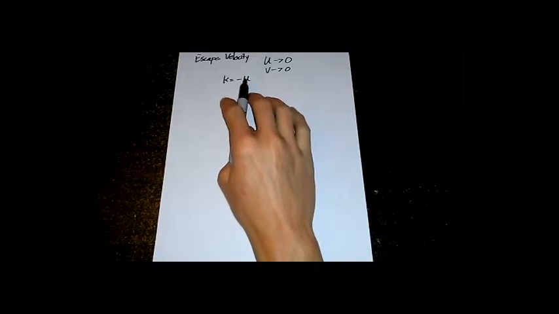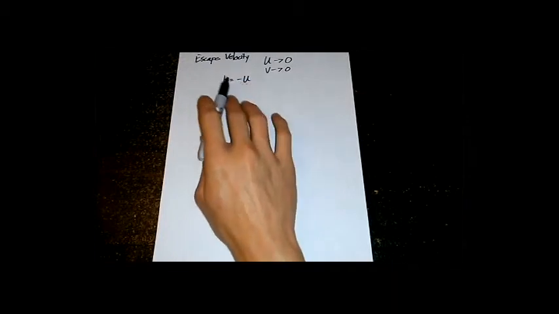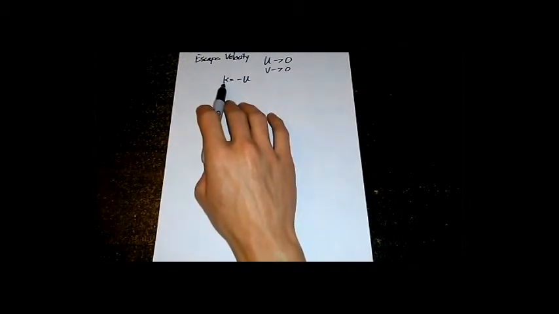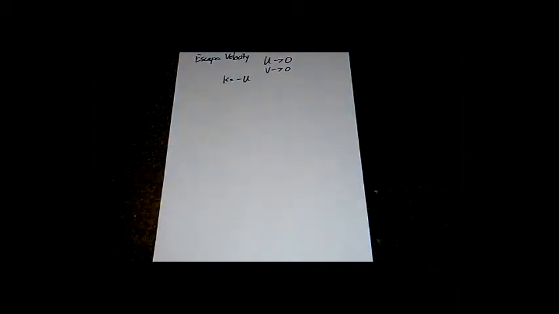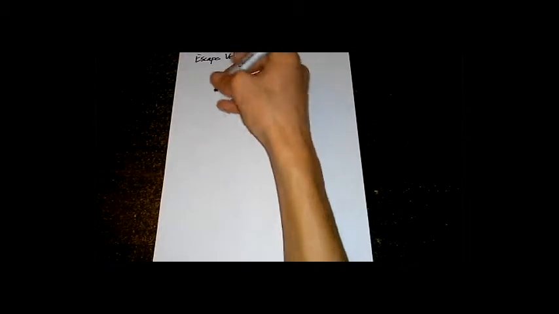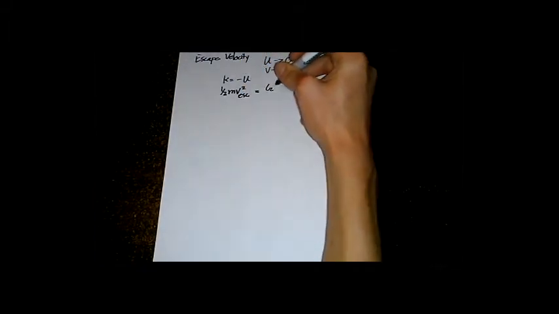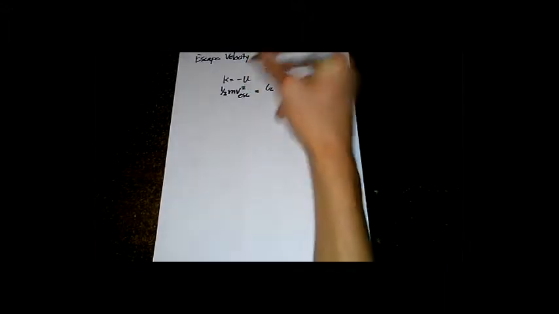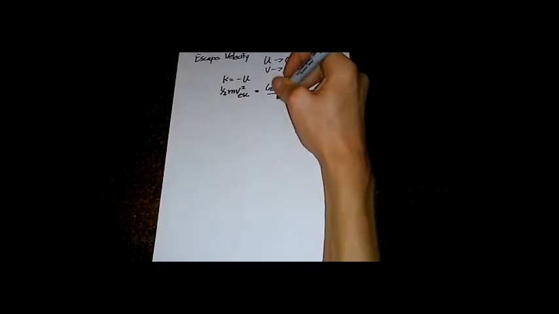Since U is a negative value anyway, a negative energy, this other negative cancels it out, and you have the initial kinetic energy of the object equal to the gravitational potential energy it has to overcome. So let's expand this: 1/2 mv squared escape is equal to, and our equation for U is negative big G, and since it was negative to begin with, this negative cancels and we get just regular big G, big M, little m over r.